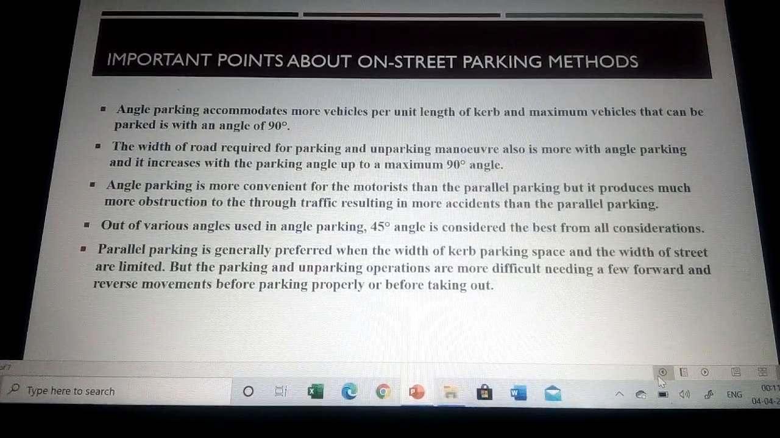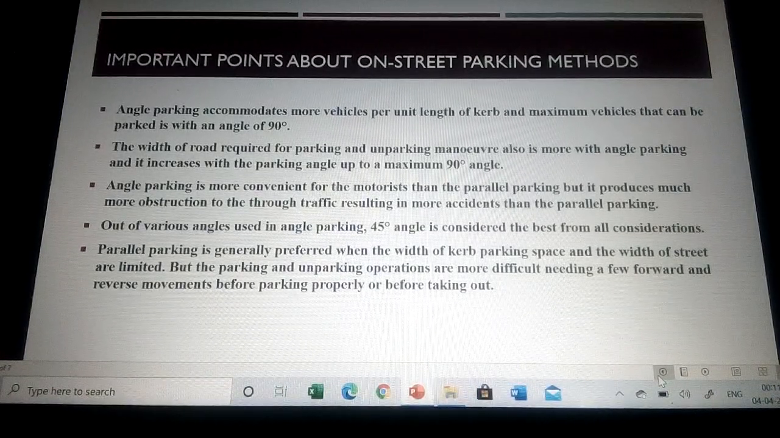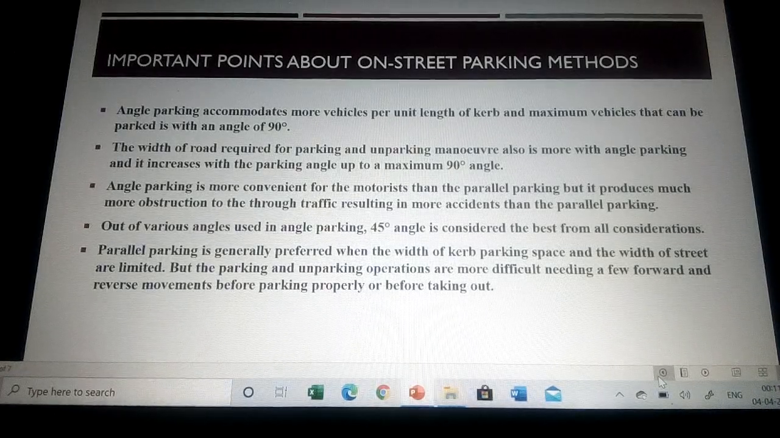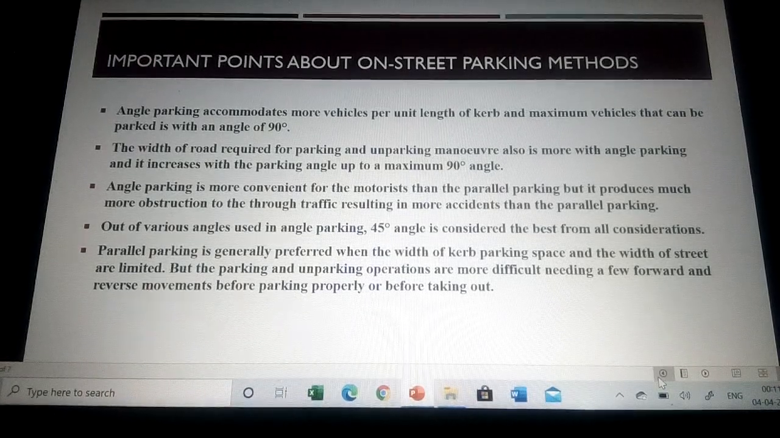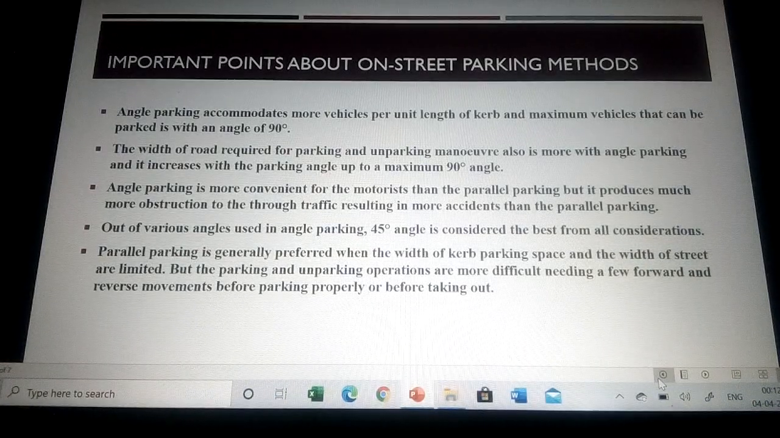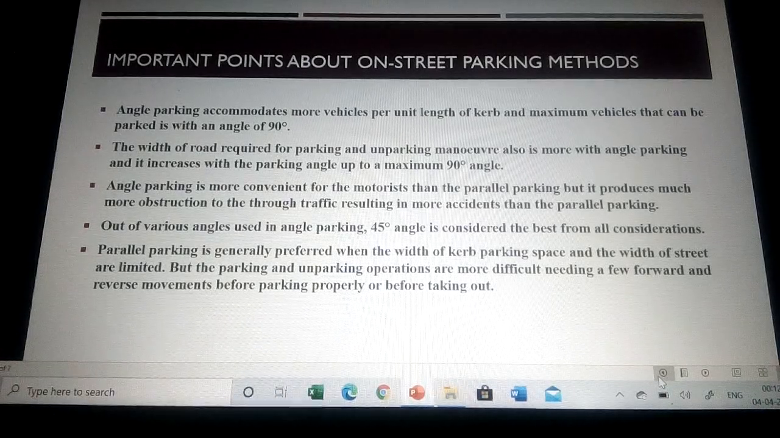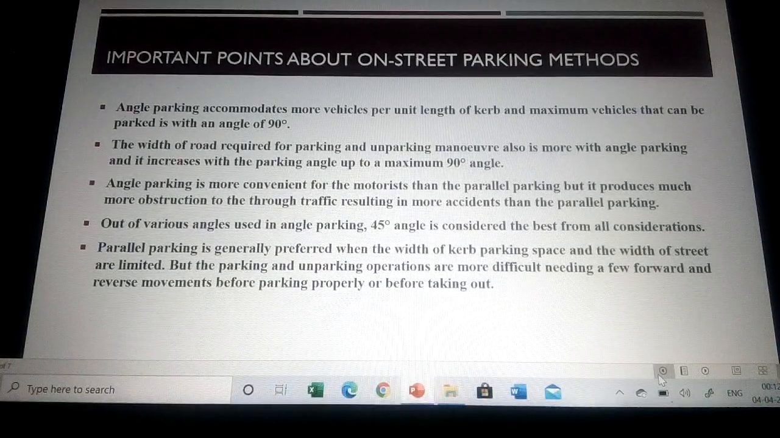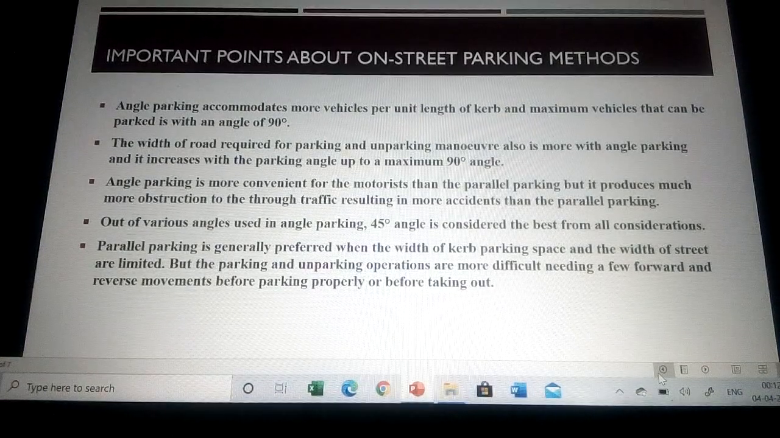Now, angle parking is more convenient for the motorist than parallel parking, but it produces much more obstruction to the through traffic, resulting in more accidents than parallel parking. Now, out of various angles used in angle parking, 45-degree angle is considered the best from all considerations. Parallel parking is generally preferred when the width of curb parking space and the width of street are limited, but the parking and unparking operations are more difficult, needing a few forward and reverse movements. We can imagine before parking properly or before taking it out.